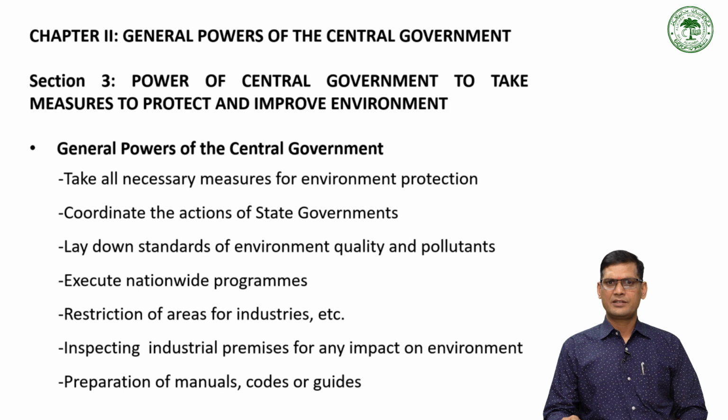Chapter 2 is entitled General Powers of the Central Government. Section 3 of Chapter 2 deals with the power of the central government to take measures to protect and improve the environment. It is stated that the central government has power to take all necessary measures for environment protection, coordinate the action of state governments, lay down standards of environment quality and pollutants, execute nationwide programs for environment conservation, restrict areas for industries, inspect industrial premises for any impact on environment, and issue orders to take corrective measures by the companies or industries, and prepare manuals, codes or guides to guide the people who are responsible for implementation of the various functions of the Act.